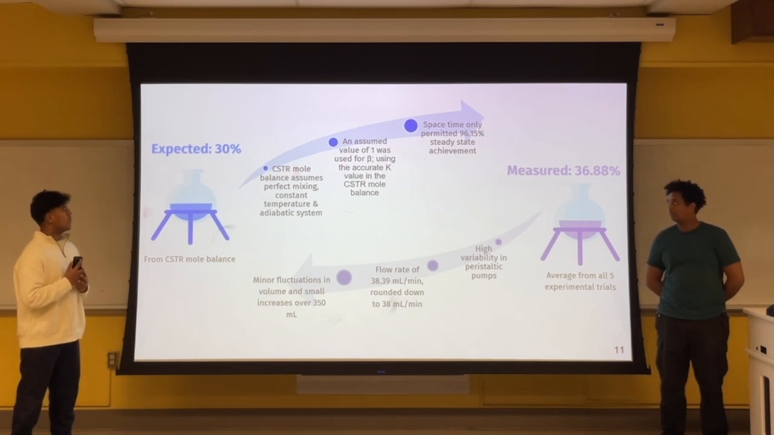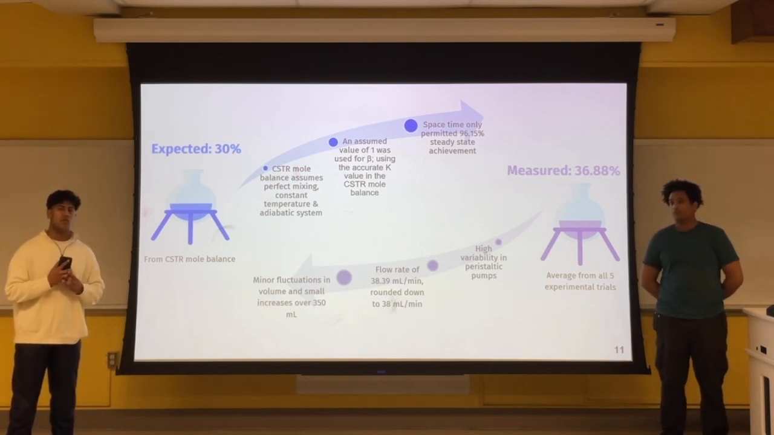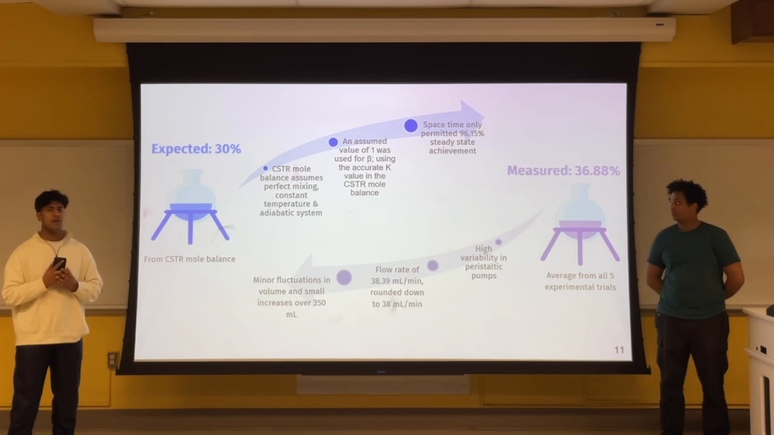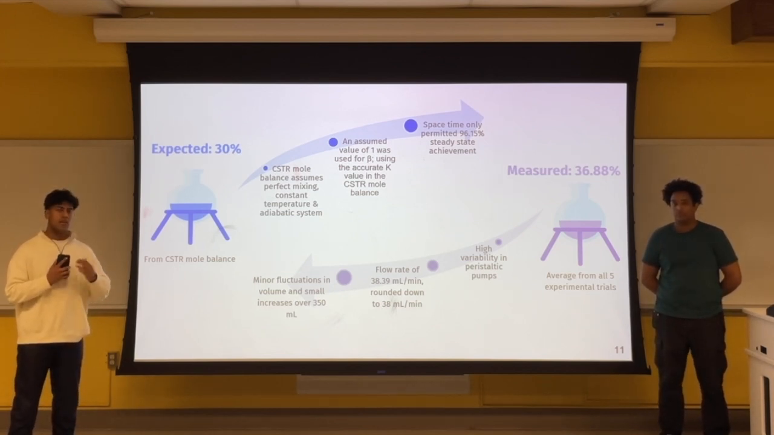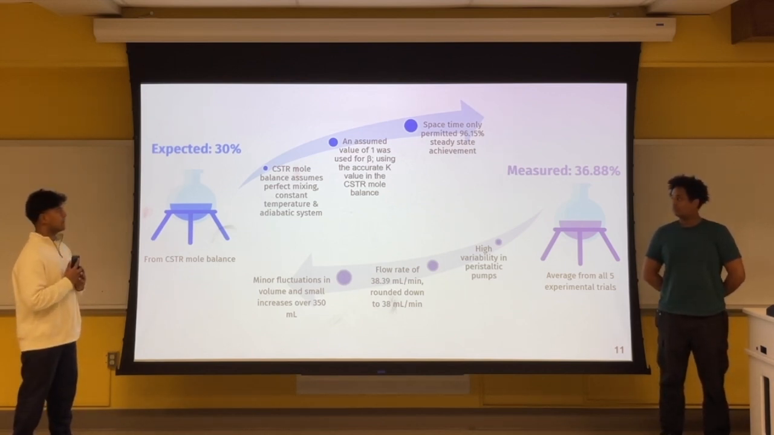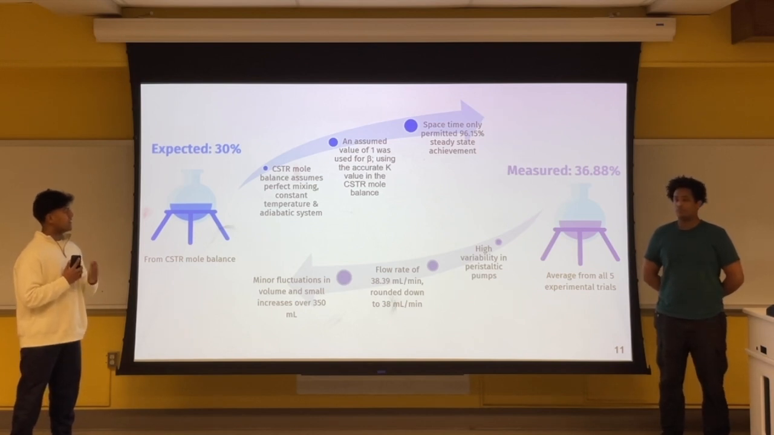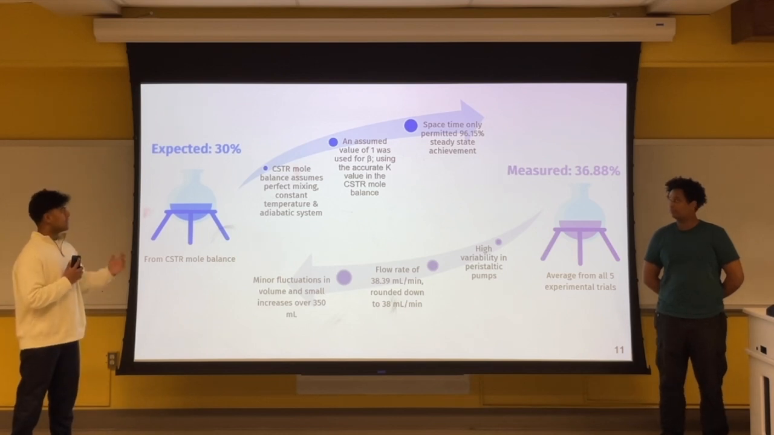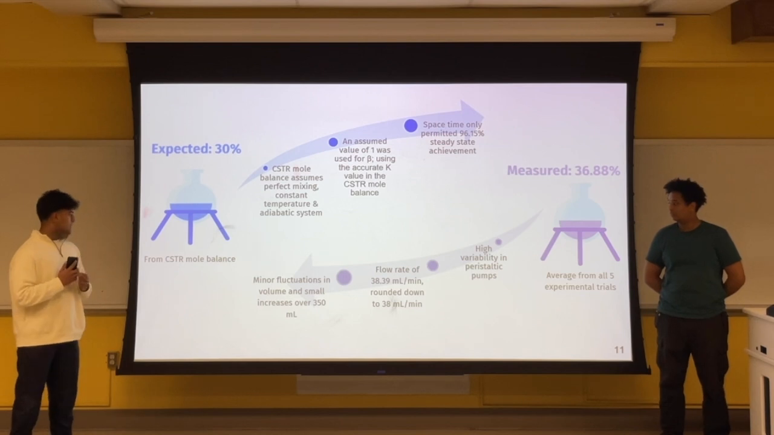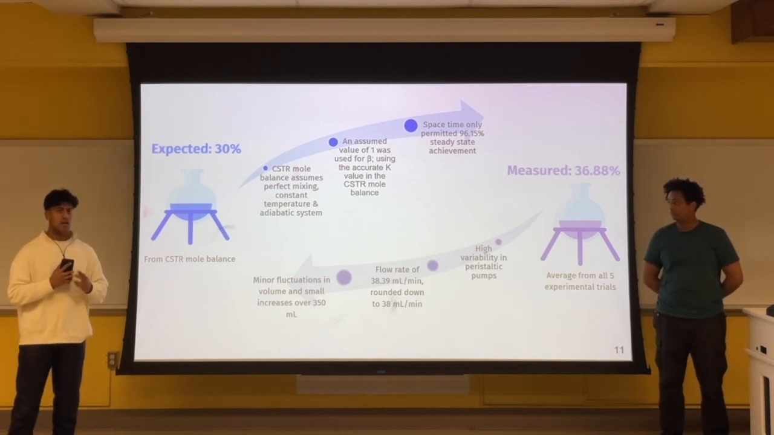Secondly, an assumed value of 1 was used for beta. Beta is the reaction order with respect to bleach. This was found to be 1.25 from lab 1, but we assumed a value of 1 in our CSTR mole balance. We underestimated the reaction's dependency on the bleach concentration, which affected our results again. Also, using the accurate K value in the CSTR mole balance would also lead to accurate results. Now finally, the space-time only permitted 96.15% steady state achievement. This is an issue because the CSTR mole balance assumes 100% steady state and does not take into account transient operation. This also affected our results.